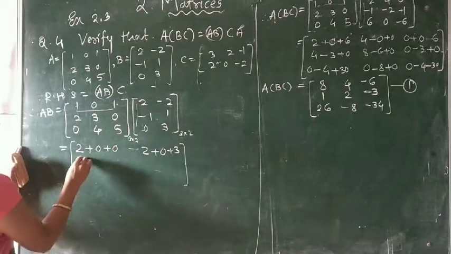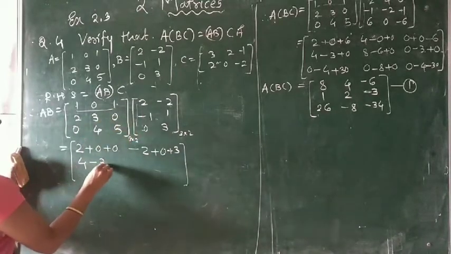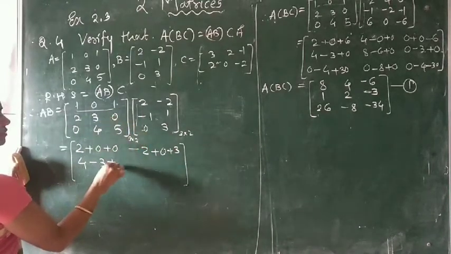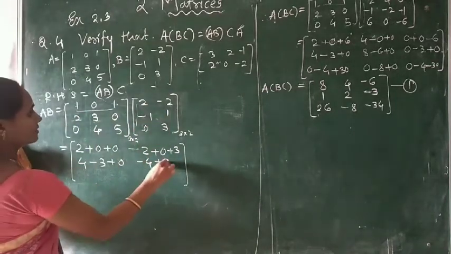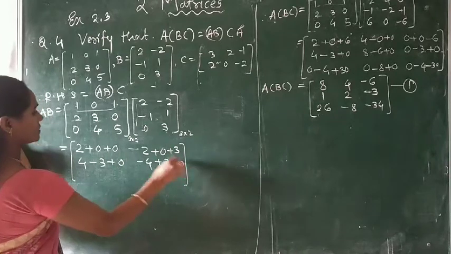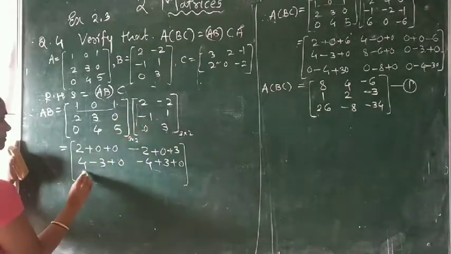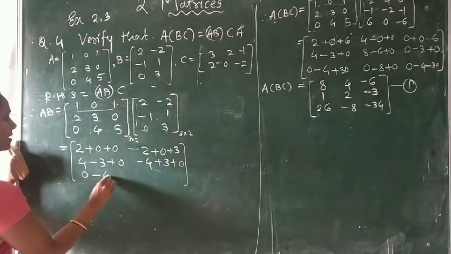2 into 2, 4. 3 into minus 1, minus 3. 0 into 0, 0. 2 into minus 2, minus 4. 3 into 1, 3. 0 into 3, 0. 0 into 2, 0. 4 into minus 1, minus 4.